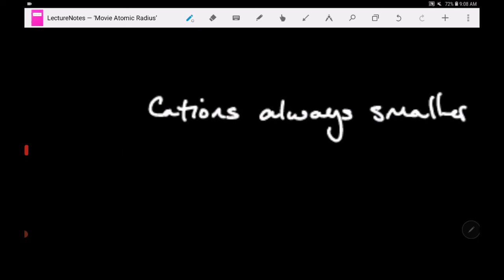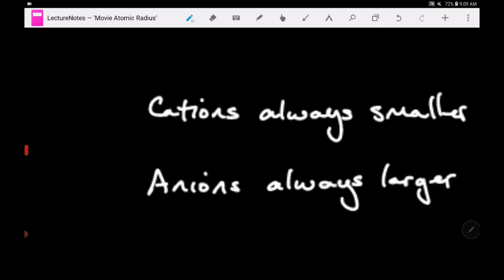Cations always get smaller than their parent atoms. Anions always get larger than their parent atoms.